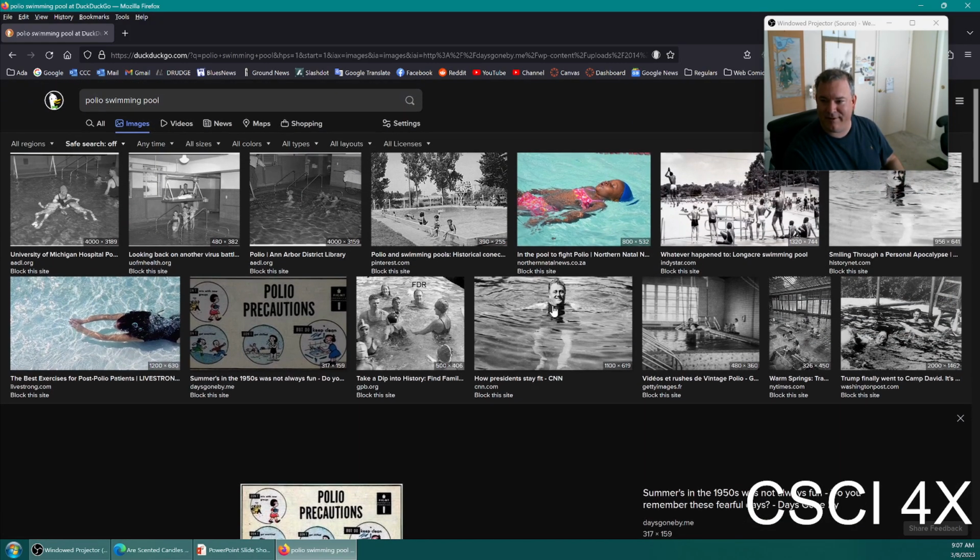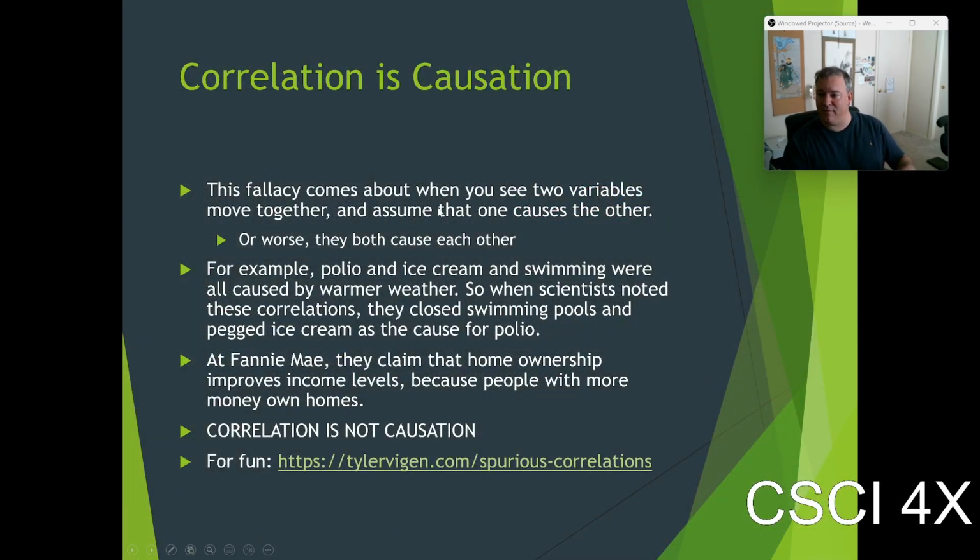The reality is people are getting polio because in summertime, kids would go out and play and they would sneeze on each other and stuff like that, right? And so what else happens in summertime? People eat ice cream. So summertime was causing both people to go out and sneeze on each other and to eat ice cream and to go to swimming pools. It was not swimming pools causing the polio. It was not ice cream causing the polio. What they saw was these two things correlated with each other, and they drew a false causation.